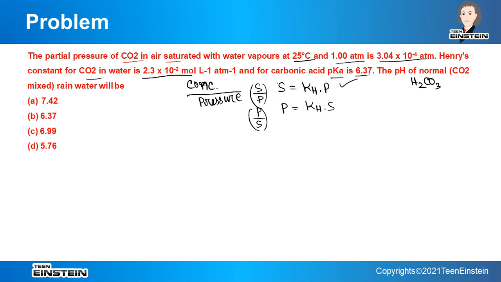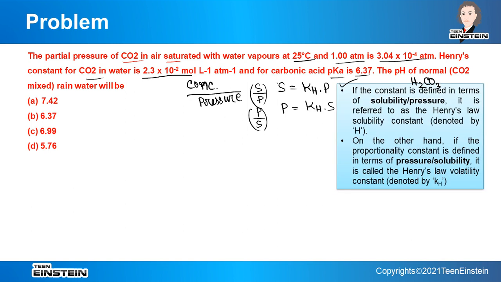Okay. Now, though we write kH, but actually the thing is different. There are two ways by which you can express this equation. If the constant, that is kH or any other constant, is defined in terms of solubility by pressure unit, that is concentration by pressure, it will be referred to as Henry's law constant or Henry's law solubility constant. So this is actually denoted by capital H, but you may not find it in some books on numericals. Suppose it is given kH. Though here the constant is not mentioned, only the value is mentioned.